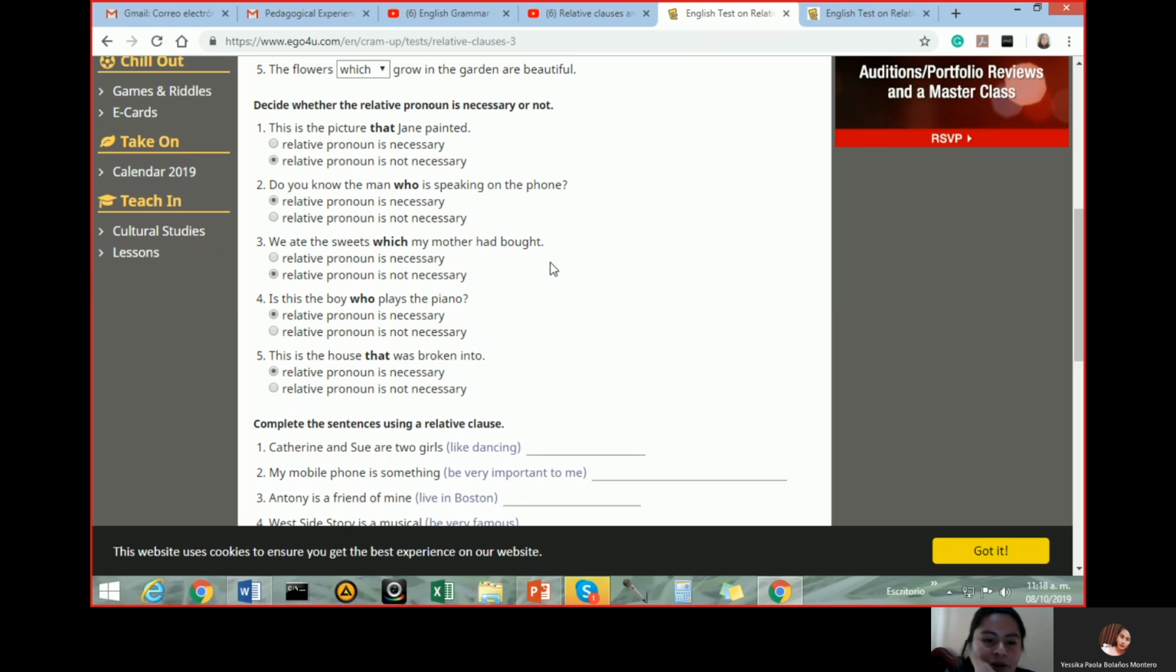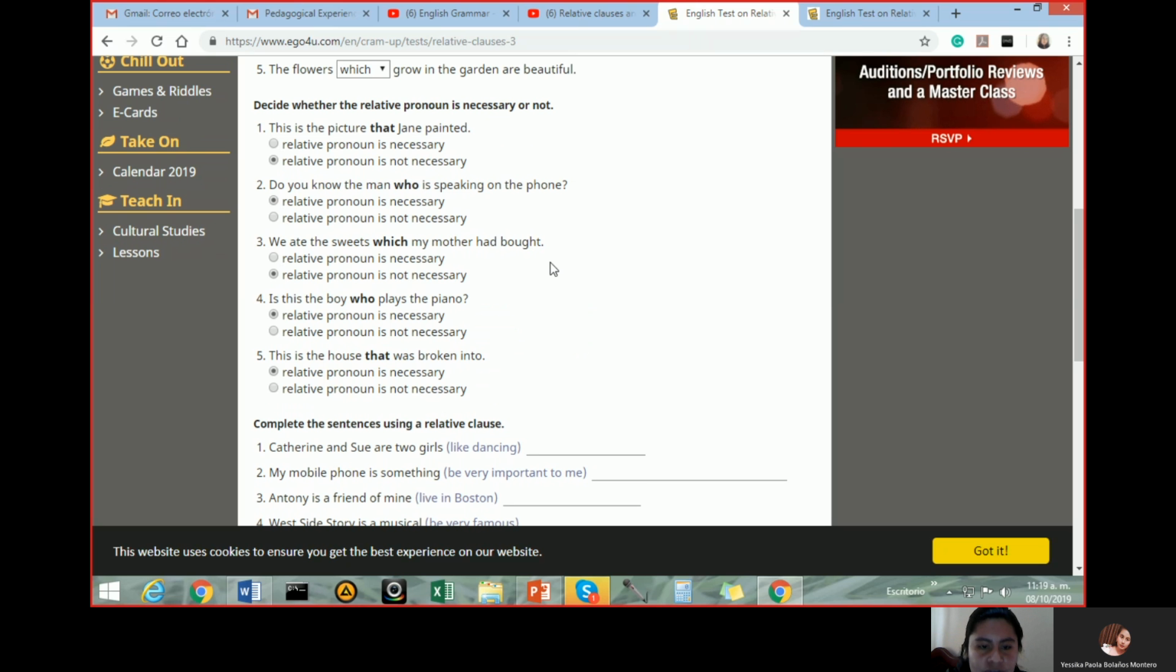Recordemos que cuando el objeto cumple funciones de sujeto, necesitamos sí o sí el pronombre relativo. Por ejemplo, en la primera oración encontramos que Jane es el sujeto y que el objeto es la pintura. Por este motivo no es necesario. En la segunda encontramos que who es necesario, porque si decimos tú sabes el hombre está hablando en el teléfono, necesitamos saber sobre qué hombre estamos hablando. En la tercera, que utilizamos which, no es necesario porque mi mamá cumple la función de sujeto y los dulces cumplen la función de objeto.